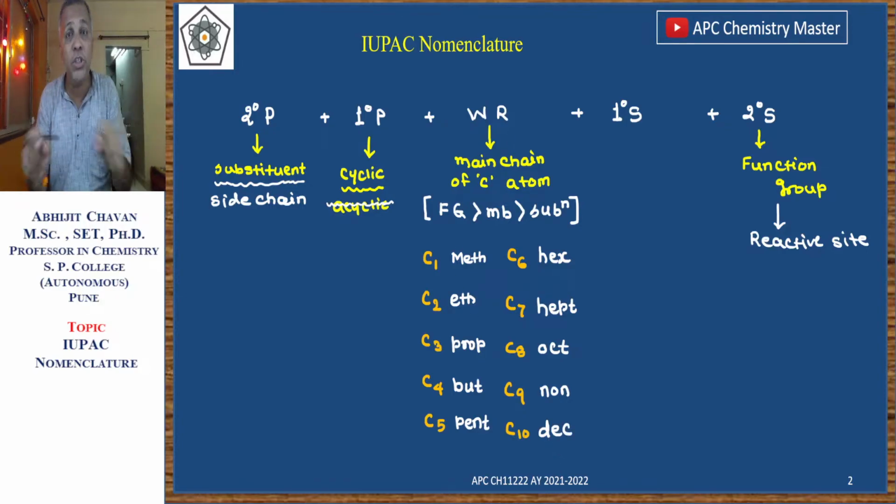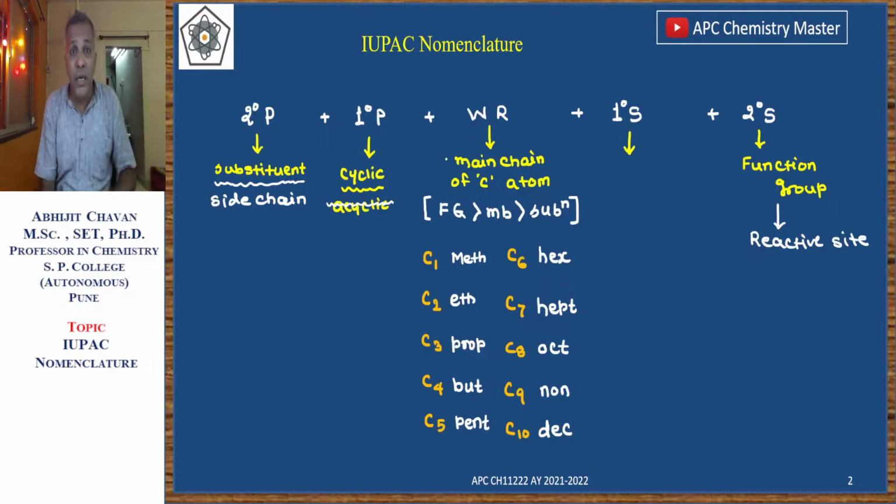And how do you decide the main chain? It is the longest continuous chain of carbon atoms. Now in this carbon chain, we have to give preference: the functional group should get the first preference, then multiple bond, and then the substituent. The point is clear. Let's continue with the next point. What is the next point? The next point is the primary suffix.